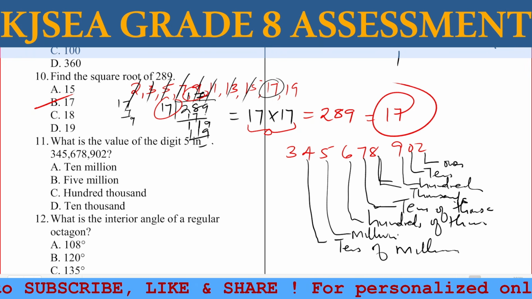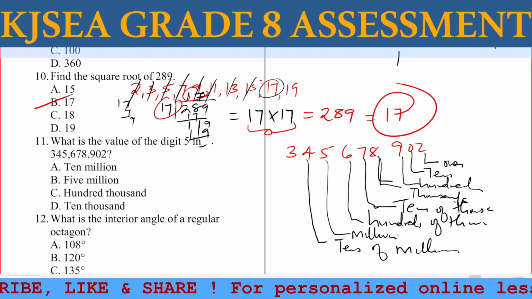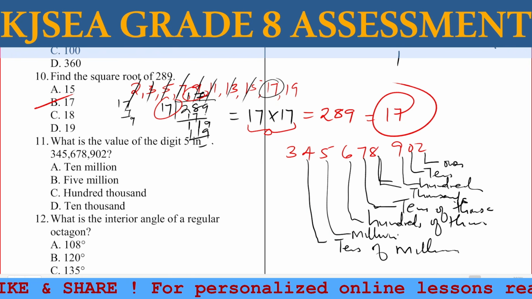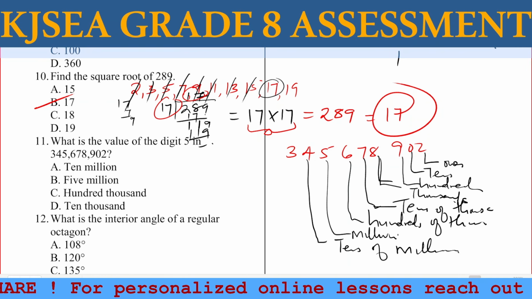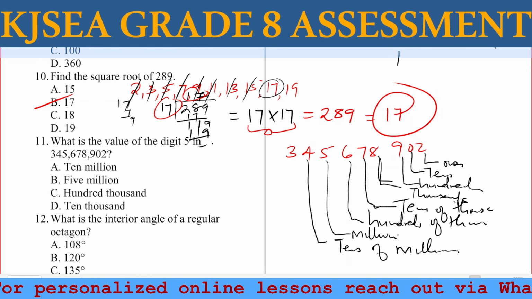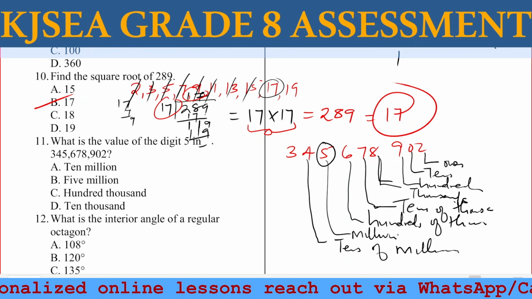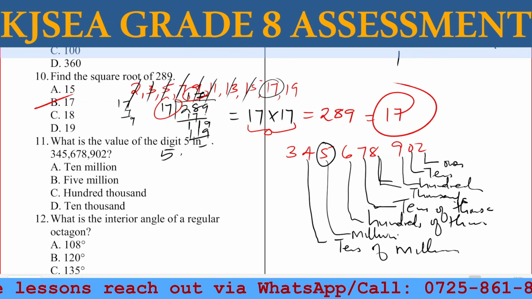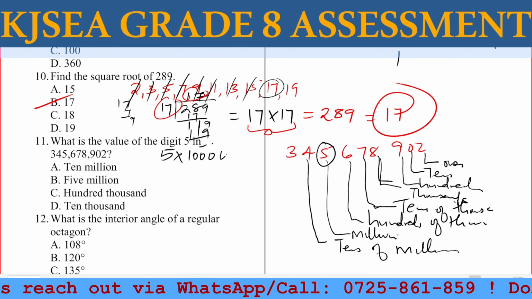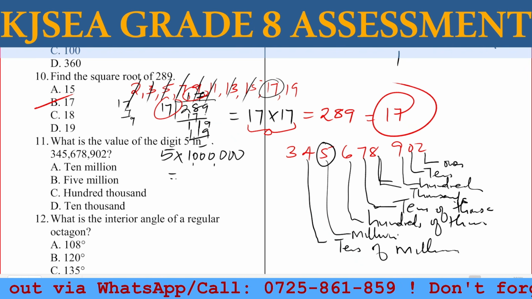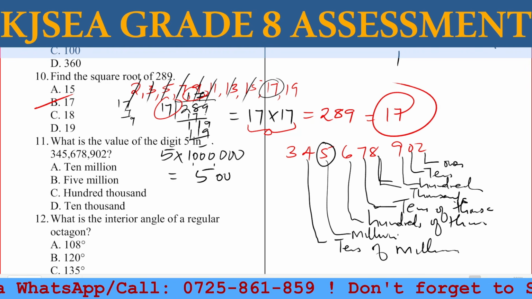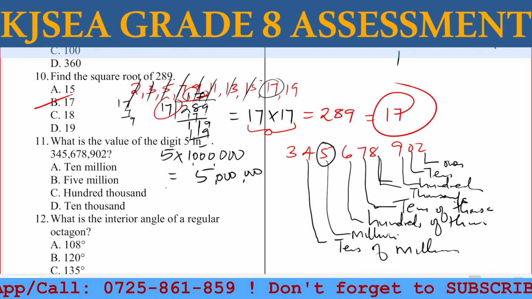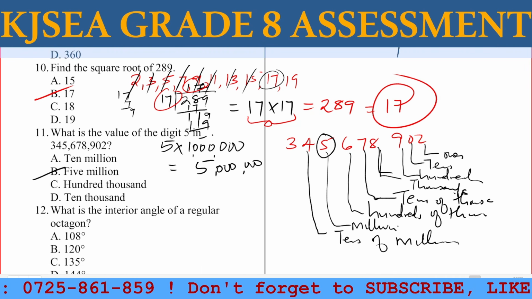Therefore, when you are getting the value, million is the place value. But now you require to get the value of that digit. Because the digit is 5 and it is in the millions place, you simply take 5 and multiply it by 1 million, and this gives 5 million, which is here, B.